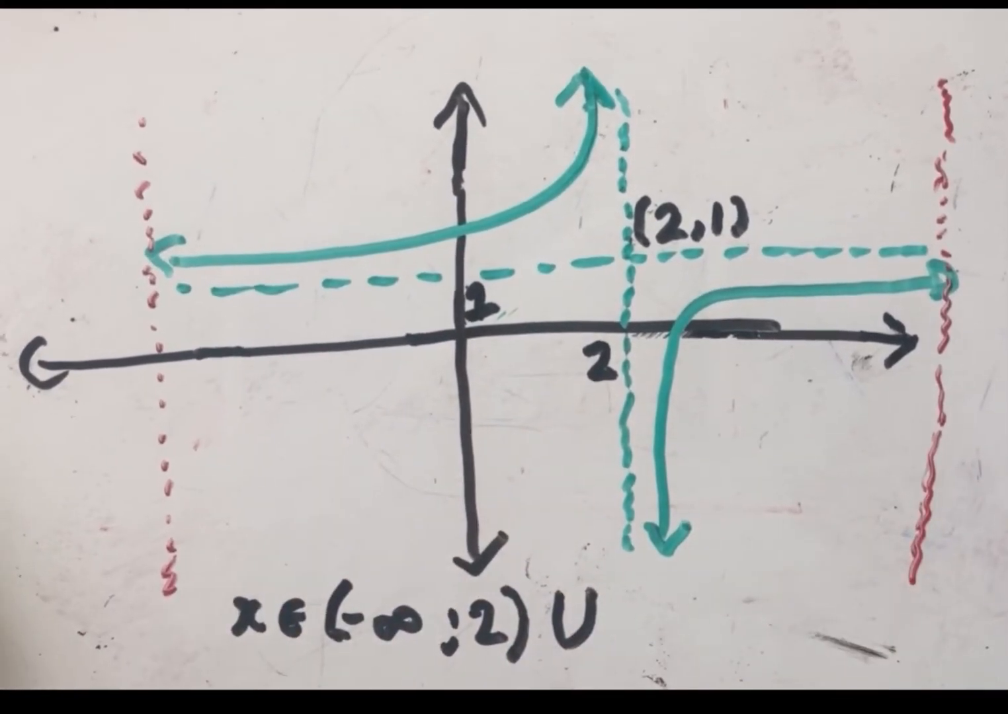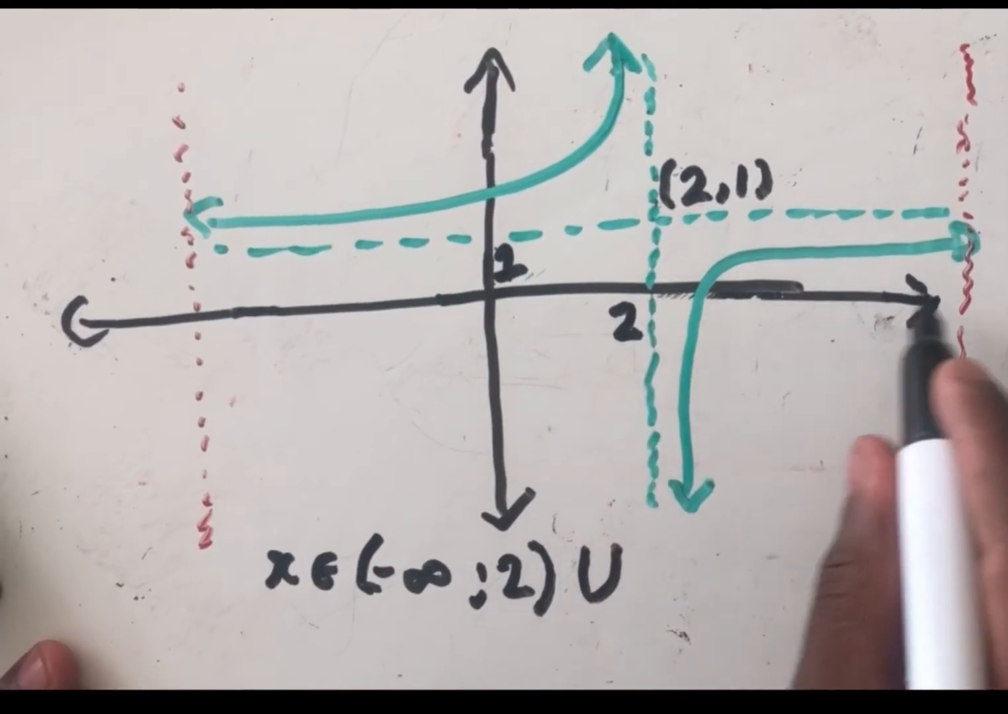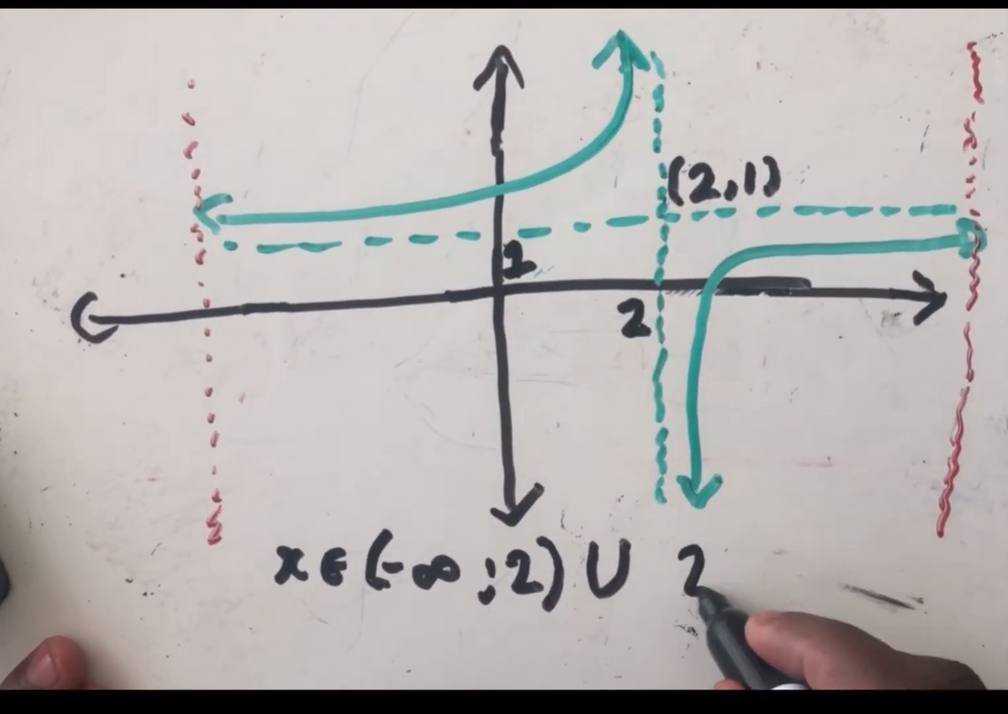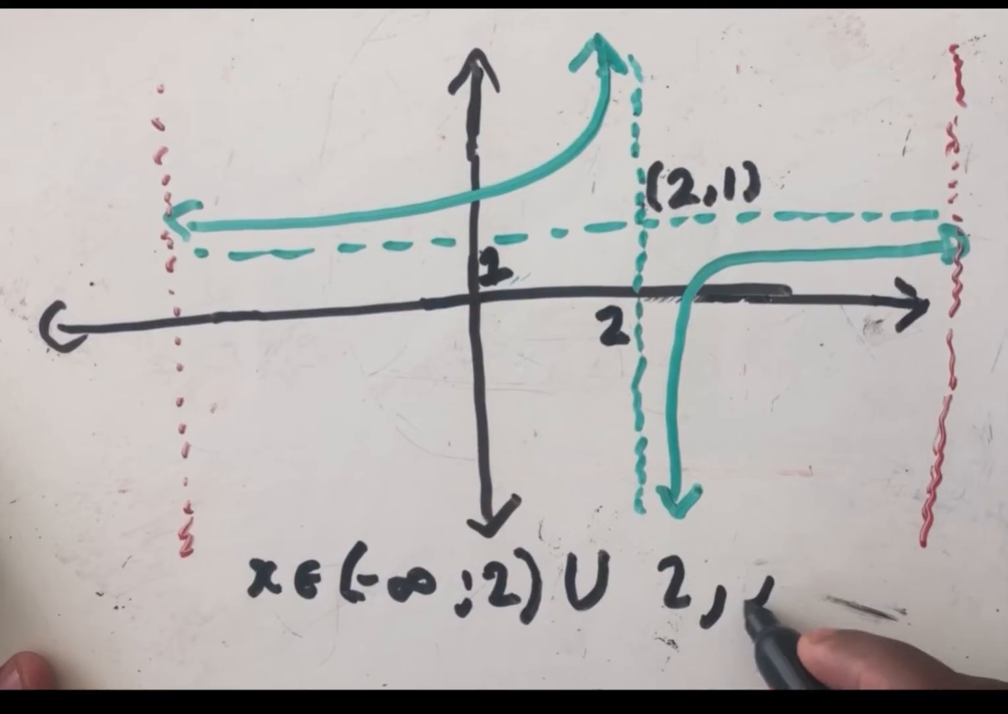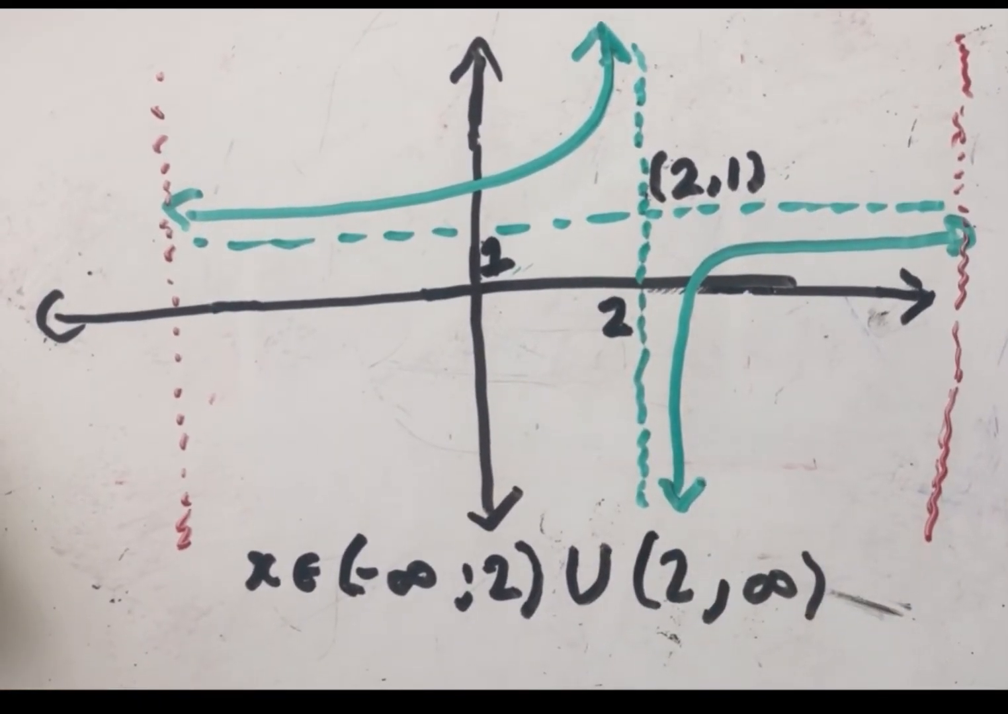Now let's describe that other group. We describe that group: it starts from 2 until the arrow, which is infinity. Infinity always has a curved bracket, and because it's an asymptote, curved as well. So there we have it, the domain.